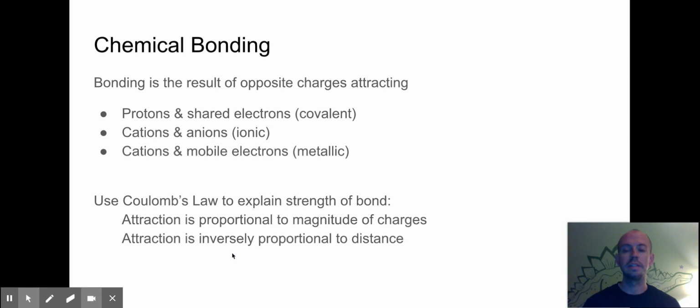Inversely proportional to distance means the bigger the atoms themselves are, the farther away that positive nucleus is, because that positive nucleus is right in the middle with a whole bunch of other stuff kind of blocking the way. So really small atoms are very close together, whether they're sharing or whether they're ions that are gained and lost. Those are going to be the strongest bonds. The bigger it is, the farther away those attractive units are from one another, the weaker that is.